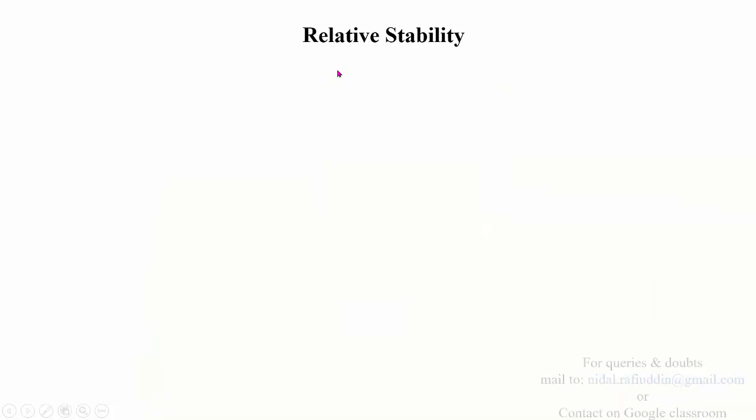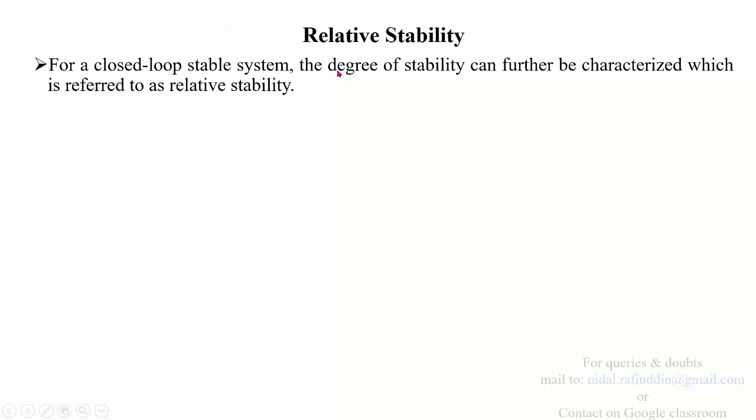Now the second term that we have is relative stability. For any closed loop stable system, the degree of stability can further be characterized, which is referred to as relative stability. So when we talk about a stable system or an absolutely stable system, the term relative stability arises.